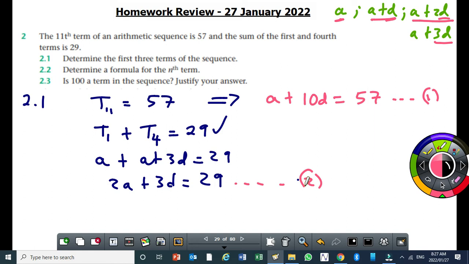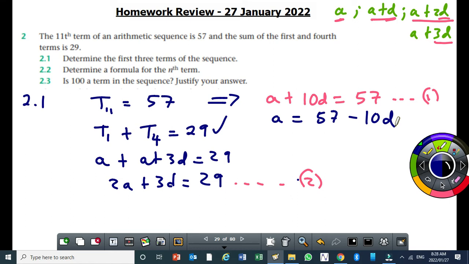Right? So, I can solve this by substitution. So, the first equation, it means A is going to be equal to 57 minus 10D. So, I'm taking the 10D to the right, and I end up having A equal to 57 minus 10D.